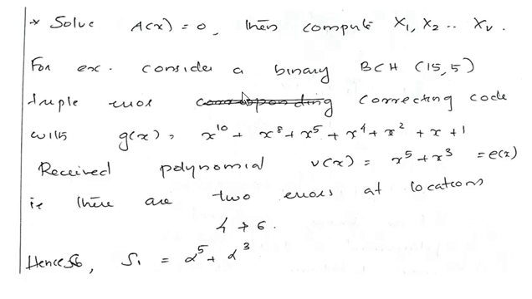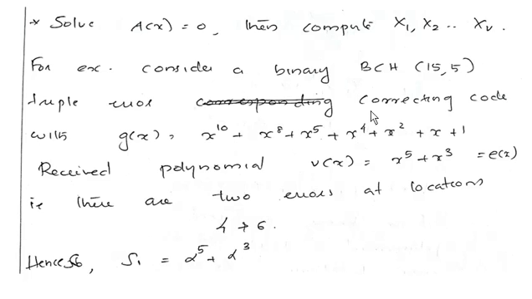To decode this, first we need to find the syndrome. You can find the syndrome using the first procedure. That means if you have g(x), we divide the received polynomial by g(x) and get the remainder. The remainder evaluated at the root, b_i(alpha raised to i), is equal to S_i. That way we are finding S1.